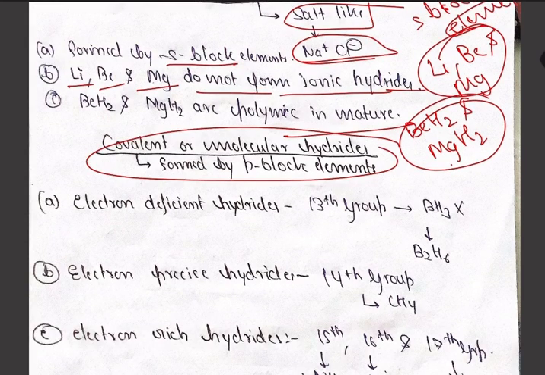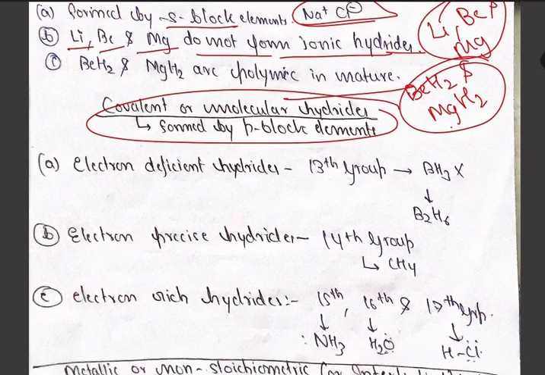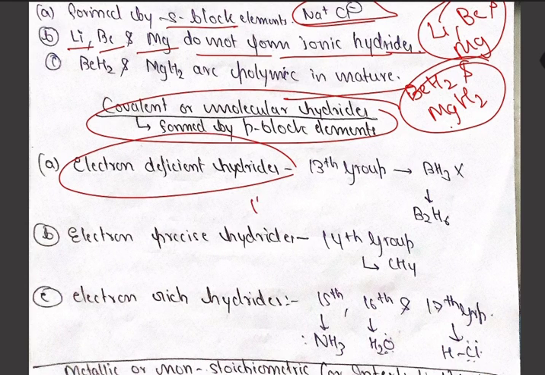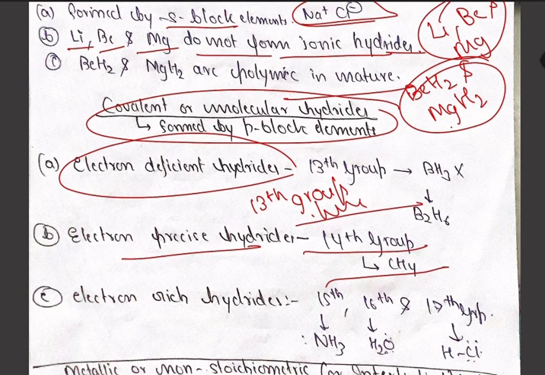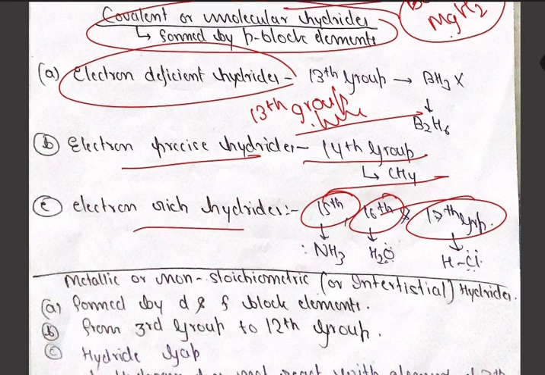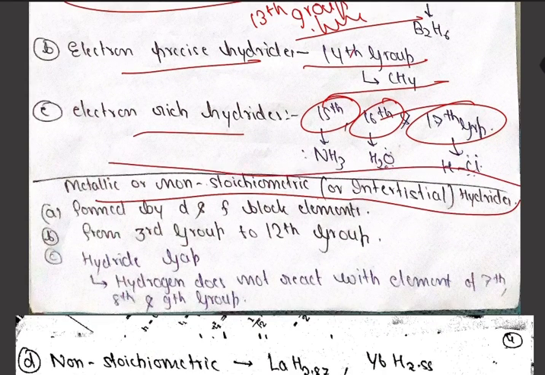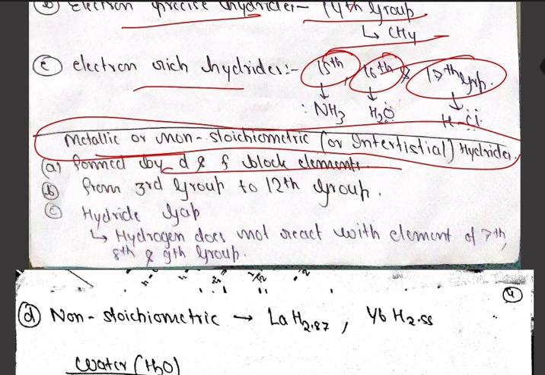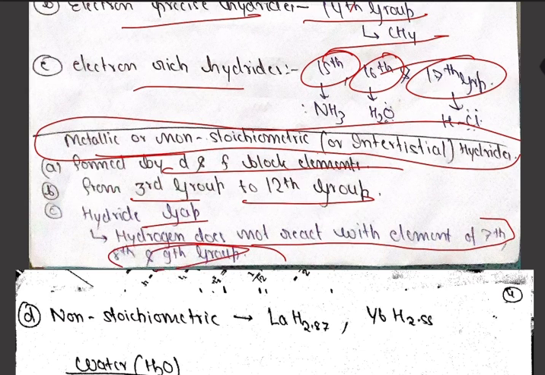Covalent or molecular hydrides are formed by the p-block elements. Electron deficient hydrides are of the 13th group, electron precise hydrides are of the 14th group, and electron rich hydrides are of the 15, 16 and 17th groups. Metallic or non-stoichiometric or interstitial hydrides are formed by the d and f block elements, from the 3rd group to the 12th group. Hydride gap: hydrogen does not react with the elements of the 7, 8 and 9th groups.